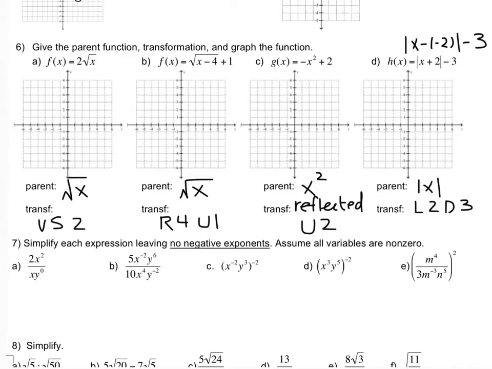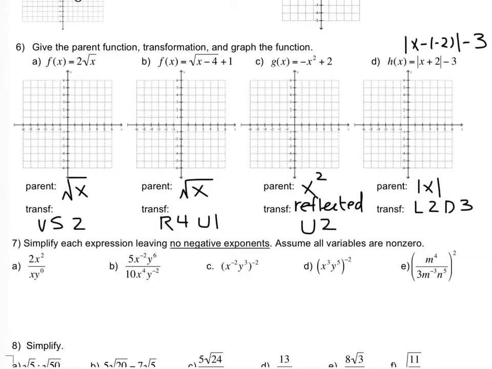So letter A, x is inside the square root symbol. So the parent function is going to be the square root function. And there's nothing with the h and k. Only the whole function is being multiplied by 2. So we know there's going to be a vertical stretch by a factor of 2.